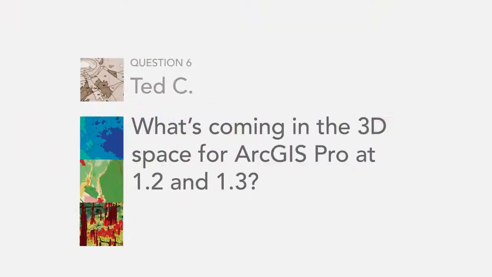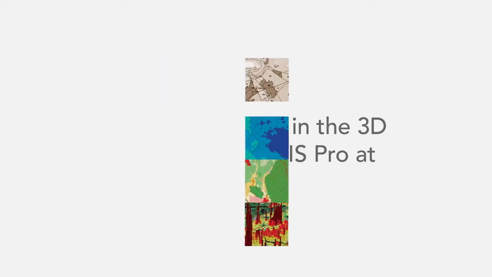This next question comes from Ted C. What's coming in the 3D space for ArcGIS Pro at 1.2 and 1.3? So first of all, animation and video export. So you can create videos and export them and share them out. You'll be able to do that at 1.2. We've got enhanced 3D editing capabilities. This new configurable Z-plane, so you can digitize in free space. That's coming at 1.2.